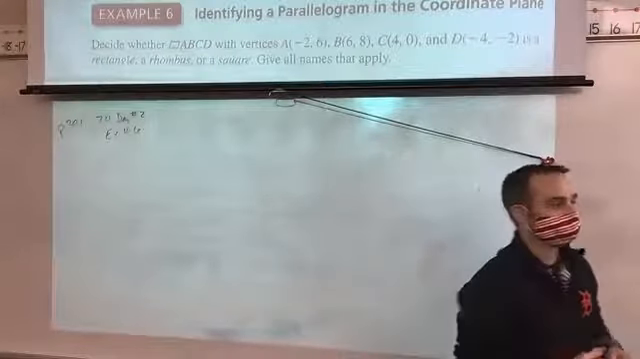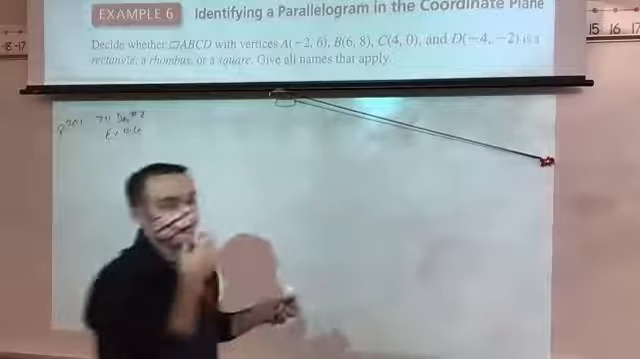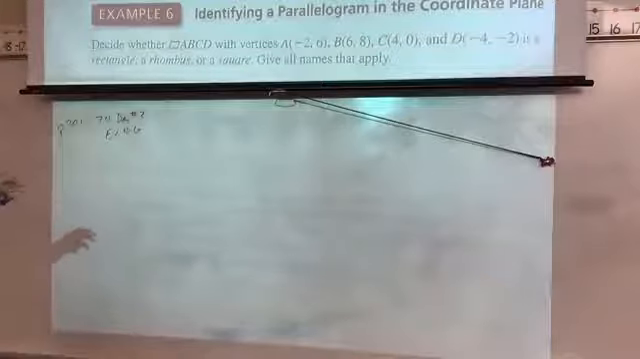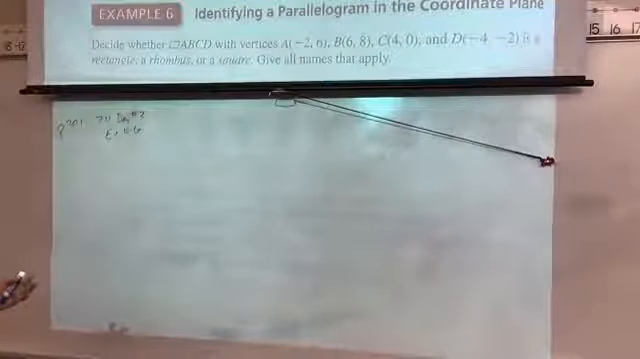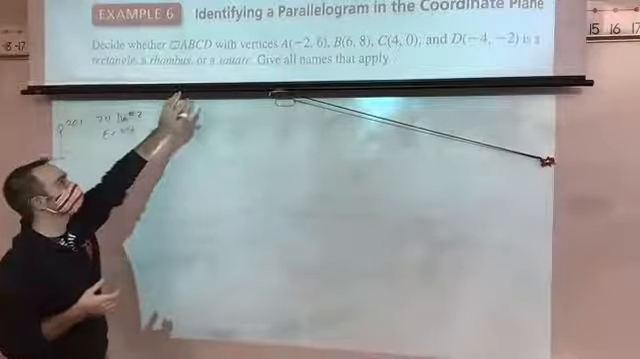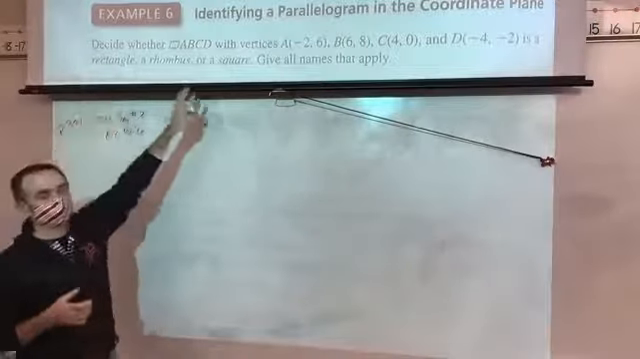If they're not the same, would it be a rhombus then? Not necessarily. I know here it says decide whether it's a rectangle, a rhombus, or a square. It could be neither. It could be none. So you've got to do both the rectangle and the rhombus, because just because it's not one doesn't guarantee that it's the other one.